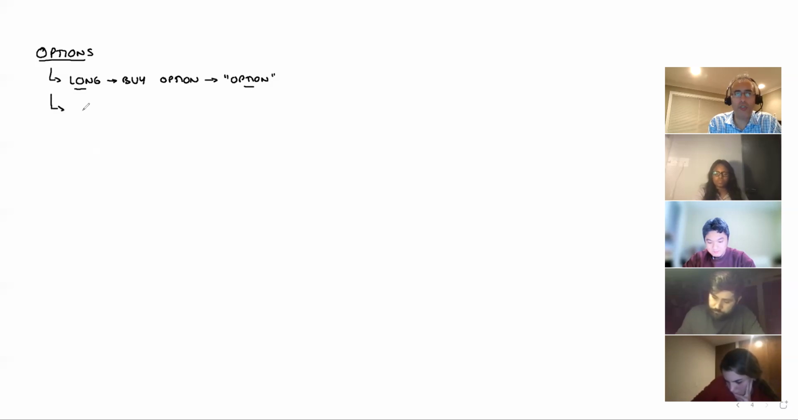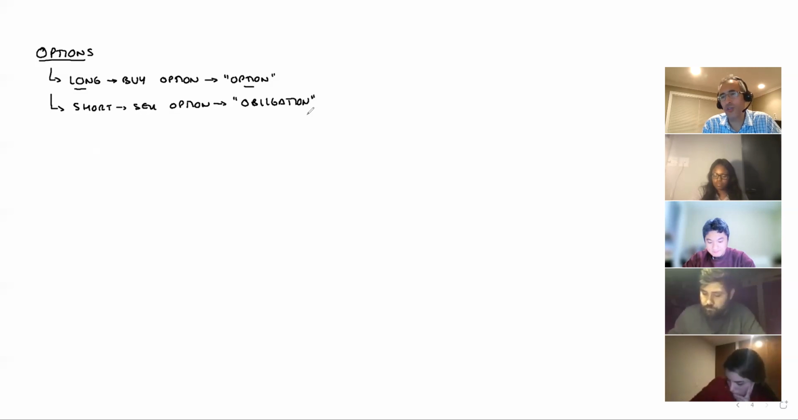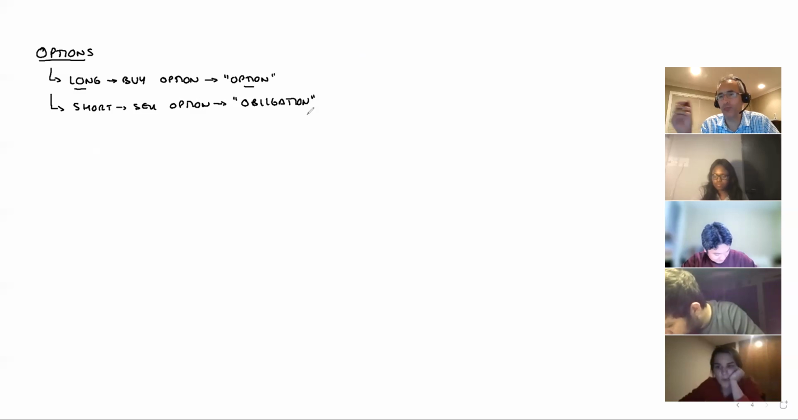And there is another position, guys, called the short, the one that sells. For this one, it's an obligation. So one side of the equation, the short position, has an obligation to do that. Otherwise, imagine if both had the option, the options would never be exercised.